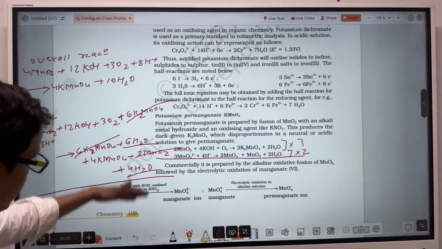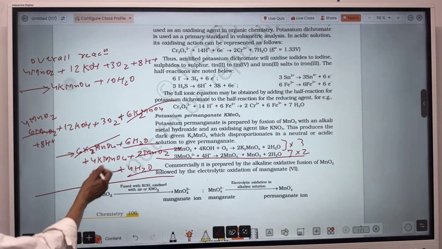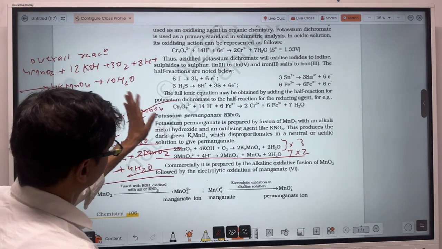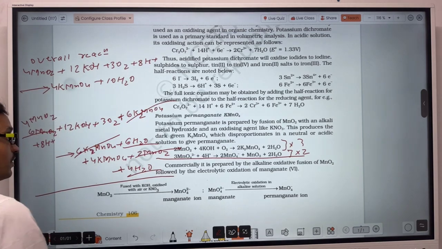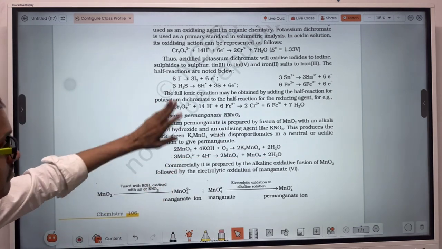Okay guys, this one you check also. It might be I made some mistakes in the addition and subtraction. So that was about the overall reaction.